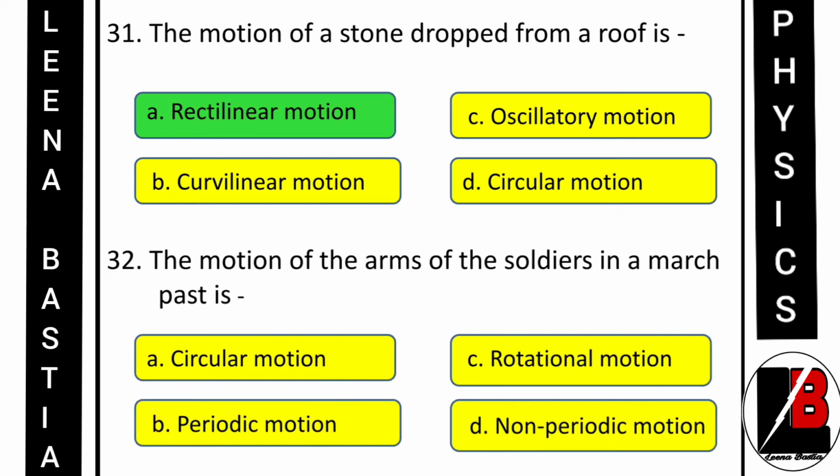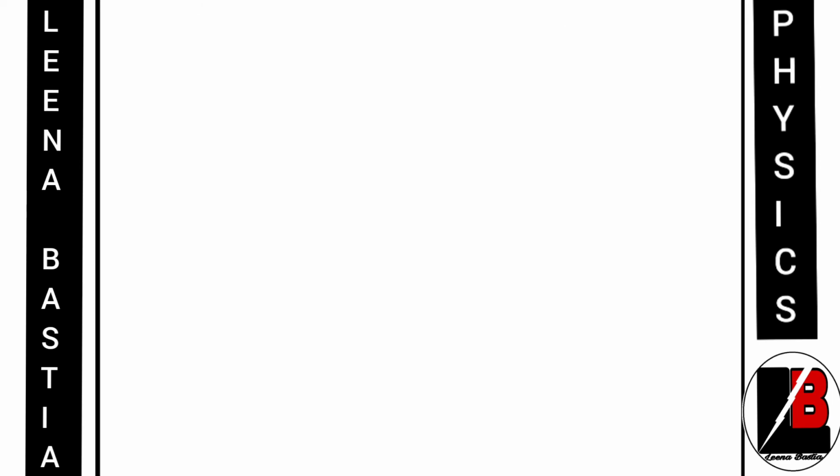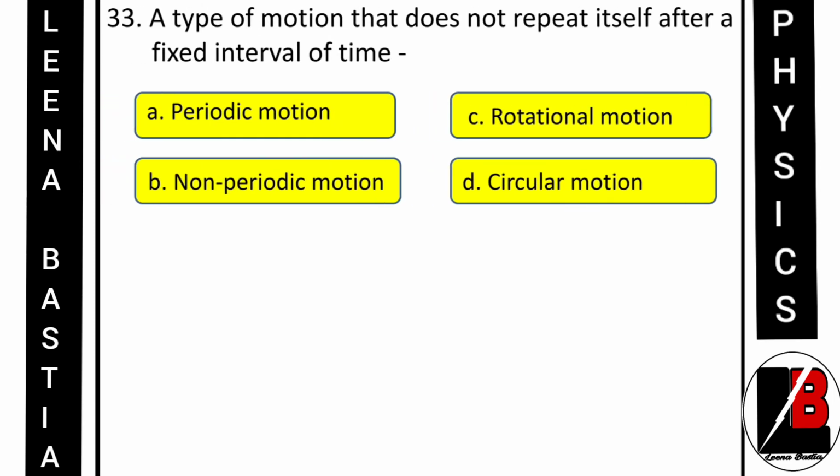Next question. The motion of the arms of the soldiers in a march past is circular motion, periodic motion, rotational motion, non-periodic motion. So what it will be? It will be periodic motion. Correct. So next question. Question number 33.